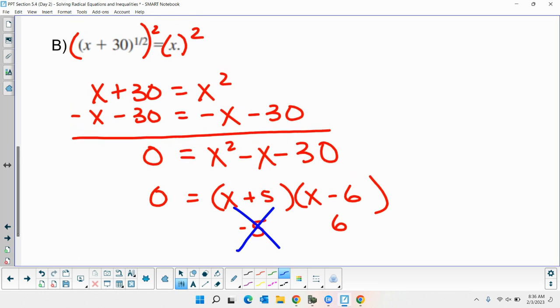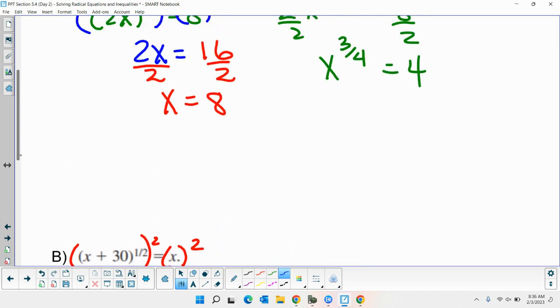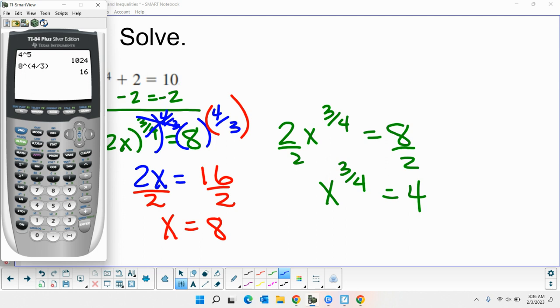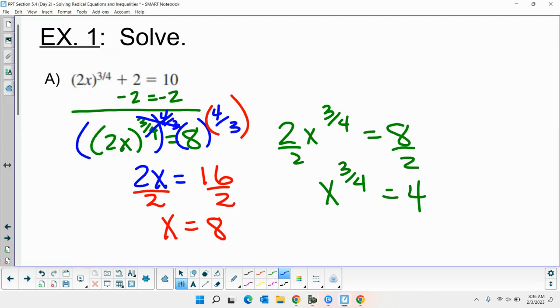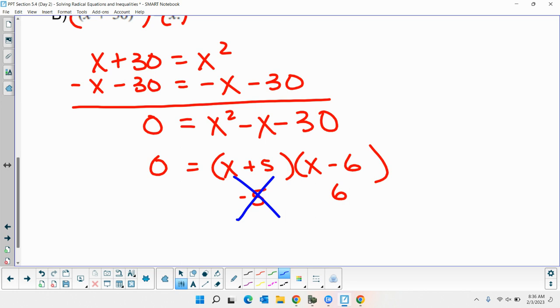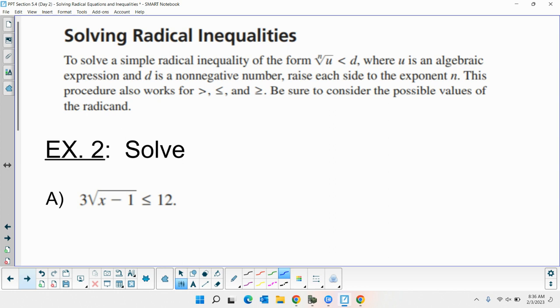We didn't check A. We probably should have. Let's see. What's 2 times 8? 16, right? What's 16 to the 3/4? I bet it's 8. Let's see. 16, 3 divided by 4. Yeah, 8 plus 2 is 10. It works. Okay? So we should check them. I forgot about doing that. I'm in a hurry. I want to get this done for you guys. Those two make sense? Okay.